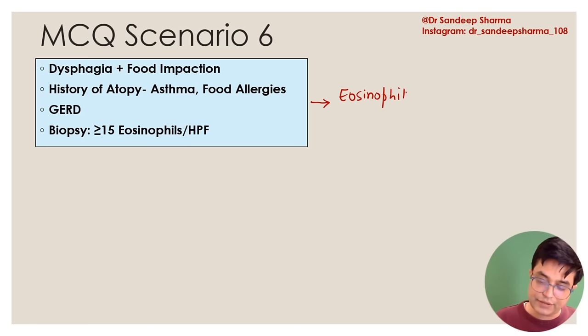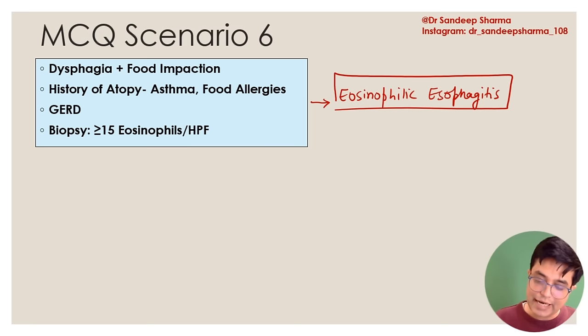esophagitis. Eosinophilic esophagitis is a condition in which there is inflammation of the esophagus and infiltration by eosinophils. In peripheral blood, eosinophils are raised normally in 50 to 75% of patients, but not all. But in esophageal biopsy, you will always find eosinophils to be present. And what will be the number? Equal to or more than 15 eosinophils per high power field. And it is more common in patients with reflux, that is GERD. It is more common in patients with allergies and asthma.